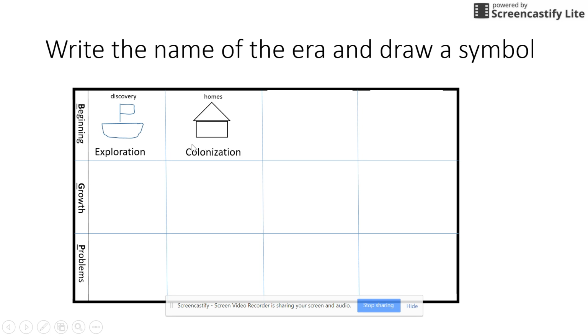After that era, it's called the colonization era, and they build a house because during this era, instead of just discovering new land and then eventually going back home with your wealth, they decided to stay in the new land and build their homes here. So during the colonization era, people built their homes on this new land.